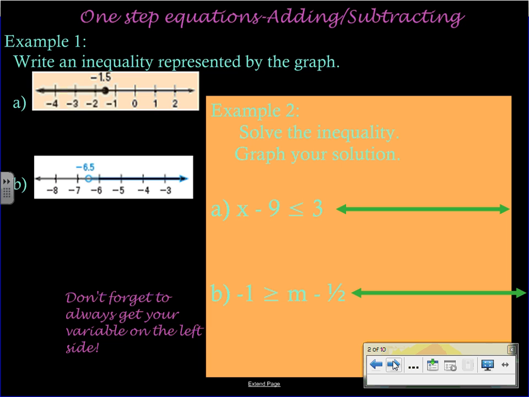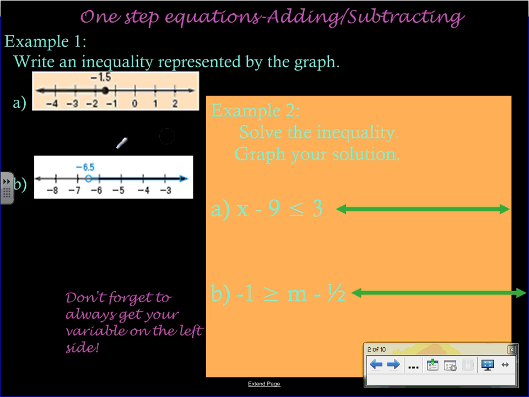Alright, so let's look really quickly at one-step equations. In other words, we're going to have to either add or subtract to get the variable by itself. In example 1A, it says write an inequality that's represented by this graph. So this time we're actually going to be given a graph and we have to come up with an inequality.